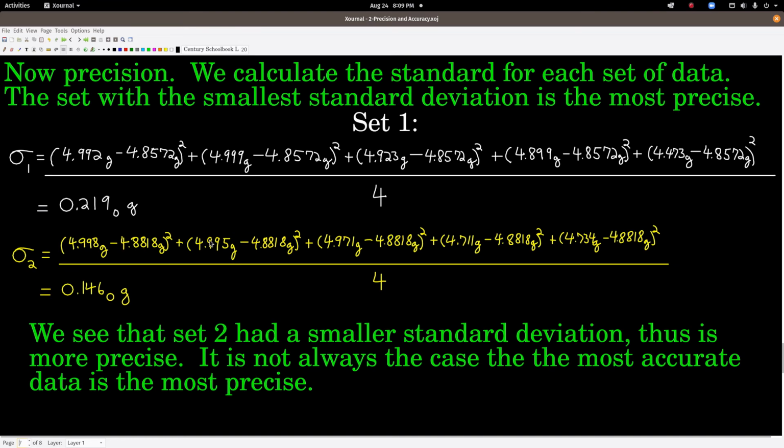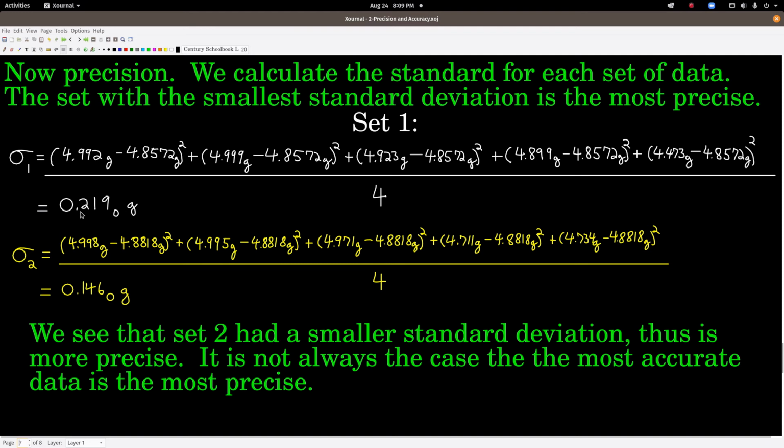So now let's find out which is more precise. We're going to calculate the standard deviation, and I've plugged into the formula for standard deviation for set 1 and set 2. You should do this, make sure you get the same number I do, and see how that formula works out to be what I wrote up here. This number here, the 4, is the n minus 1. n was 5 because there were 5 measurements, so n minus 1 is 4. That's an exact 4, by the way.